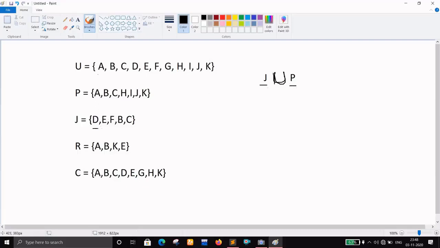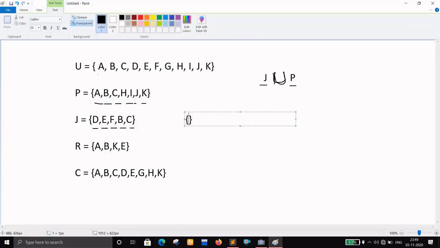So inside J we have D, E, F, B, C. And P has A, B, C, H, I, J, K. Now let's write all the elements. And remember, no repetition. Let's write it here. Equal to D, E, F, B, C. As you can see here, I have taken all the elements of J. Now I will take all the elements of P except those which are already present inside J.